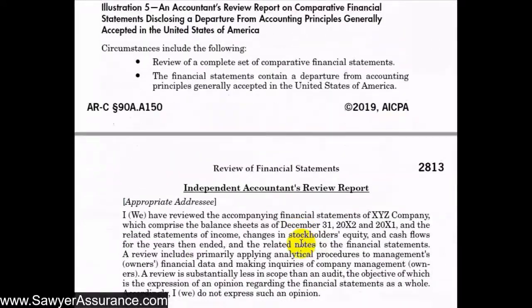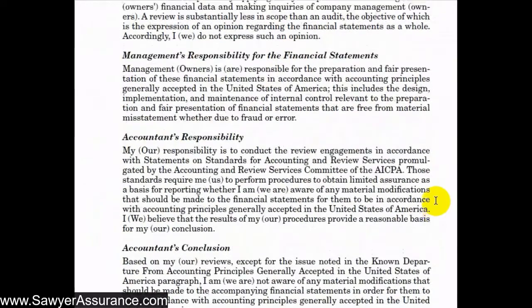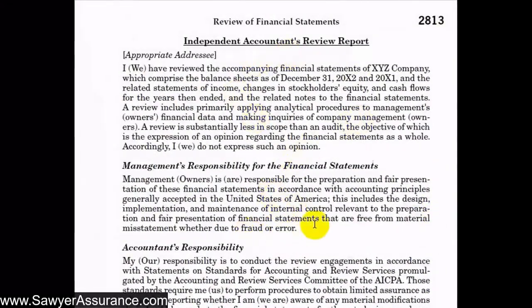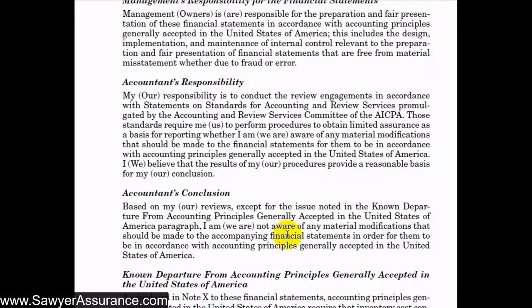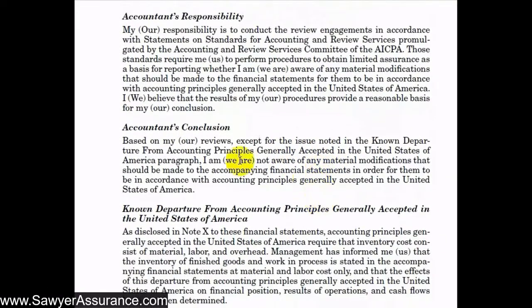Go down to illustration 5 to see how they disclosed this departure. Here we have illustration 5. The financial statements contain a departure from GAAP, and everything here is normal. Our responsibilities, management's responsibilities, accountant's conclusion. And we see here that it says, based on our review, except for the issue noted in the known departure from accounting principles generally accepted in the United States of America paragraph, this one. So except for the issue here, we are not aware of any material modifications that should be made to the accompanying financial statements in order for them to be in accordance with GAAP.